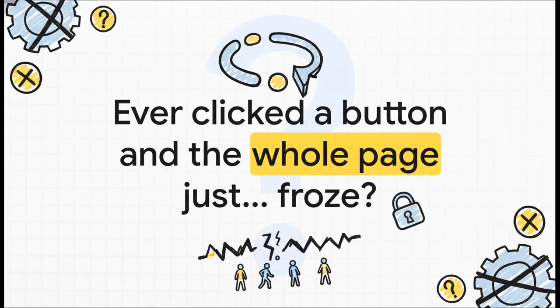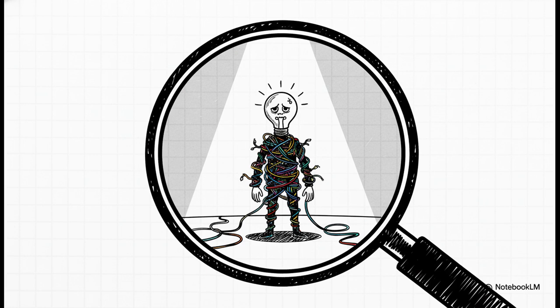We've all been there. You click a button on a website, maybe you're trying to process an image or sort a giant table of data, and suddenly, nothing. The whole page just locks up. Animations freeze, the cursor starts spinning, and you're just stuck. It's super frustrating and, honestly, a pretty common experience. So what's actually going on when that happens?